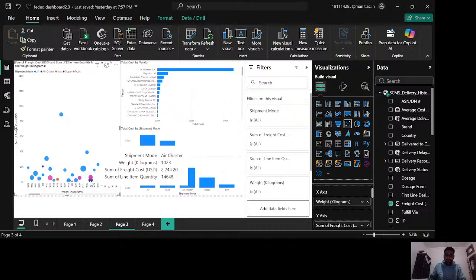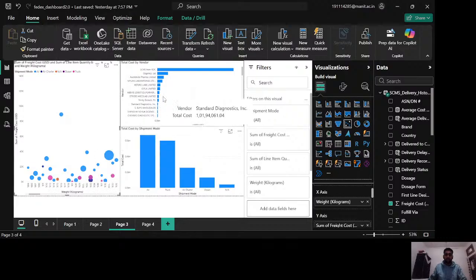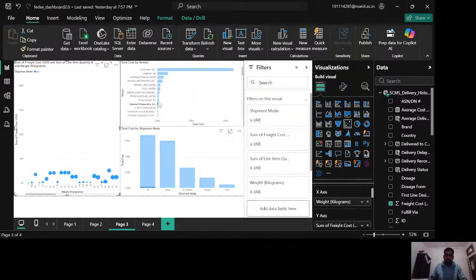And by air charter and truck, we can see that both have the same weight in kilograms, that is 1023 kgs. By air charter we have 15,000 rupees, and by truck we have 14,400 rupees. So here we can see that truck is more efficient than air charter. Now moving on to our next visual, we have total cost by vendor.